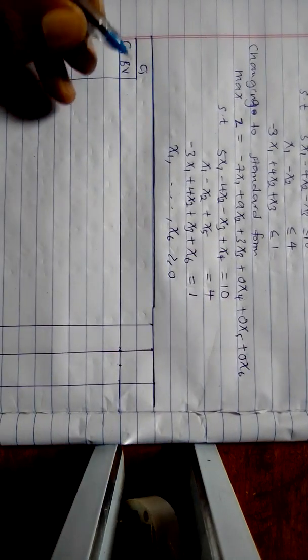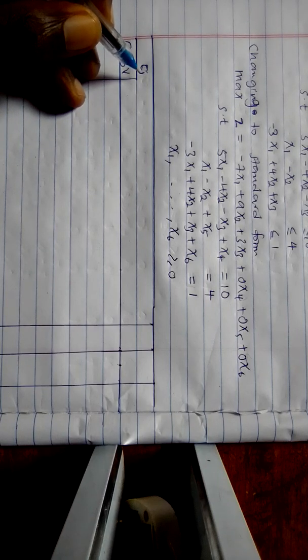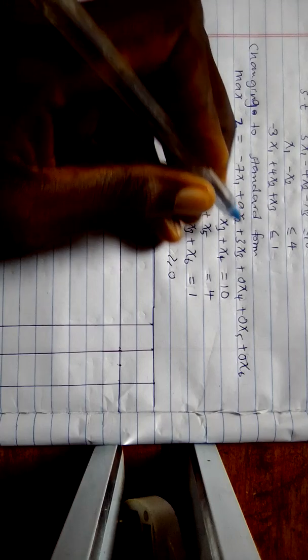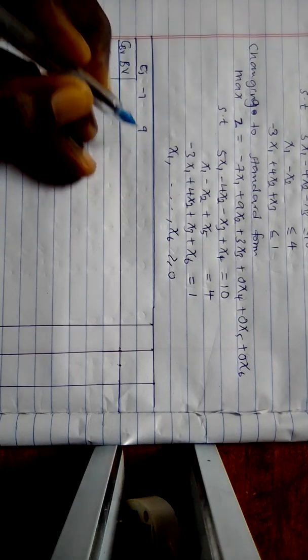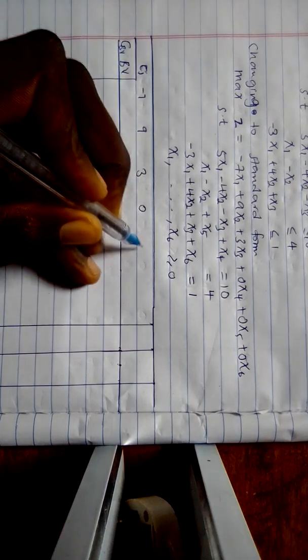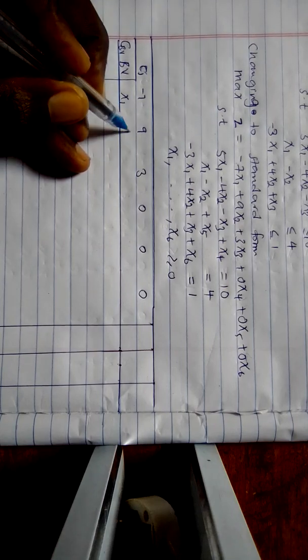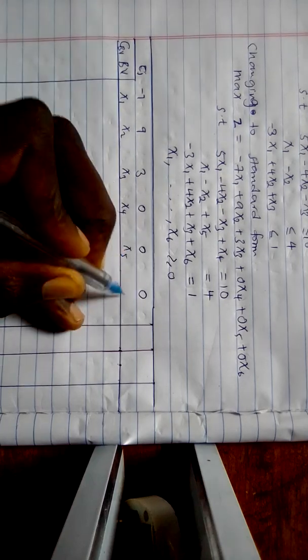Let us now go to the meat itself. So we have Cj. Cj is the coefficient of the objective function. So we have negative 7, 9, 3, 0, 0, 0. This is x1, x2, x3, x4, x5, and x6.